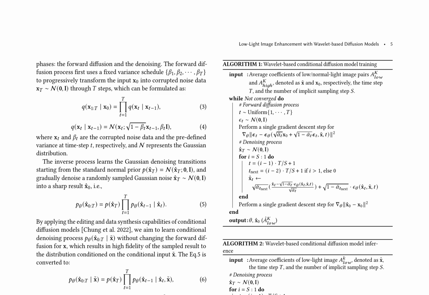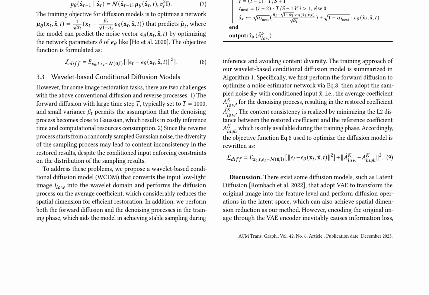The conventional diffusion model has two limitations. It requires a large time step and small variance, leading to costly inference time and computational resources consumption, and the reverse process may result in content inconsistency. The WCDM addresses these issues by converting the input low-light image into the wavelet domain and performing the diffusion process on the average coefficient, reducing the spatial dimension for efficient restoration.